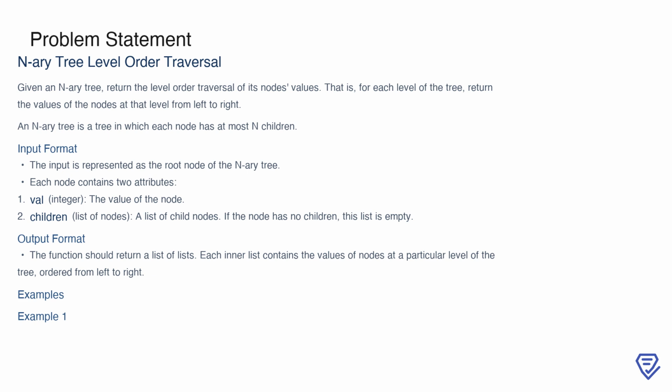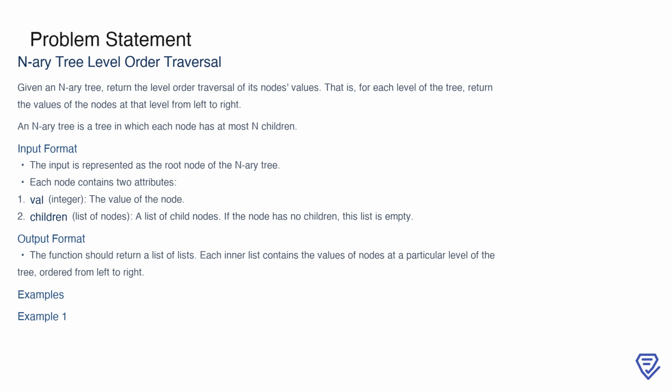An N-ary tree is a tree where each node can have at most n children. Our goal is to perform a level order traversal on this tree. This means we want to visit the nodes level by level, starting from the root and moving down, and for each level, we want to collect the values of the nodes from left to right.